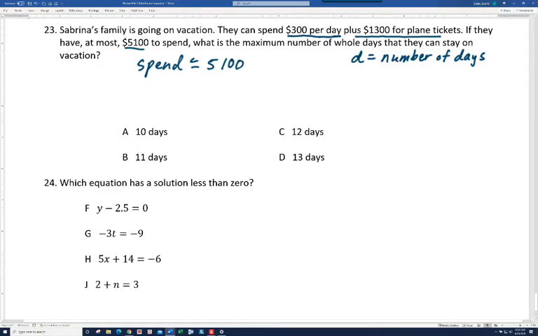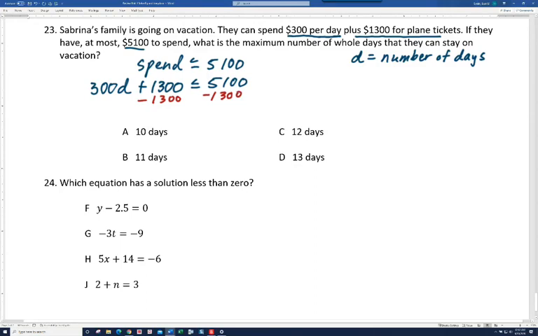So they're paying or spending $300 per day. So that would be written as 300 times D, plus their cost for plane tickets, which is $1,300, and they need that to be less than or equal to $5,100. And so let's go ahead and solve this inequality here to find out how many days they can be on this vacation. So the first thing we're going to want to do to get D by itself here is subtract 1,300 from both sides.